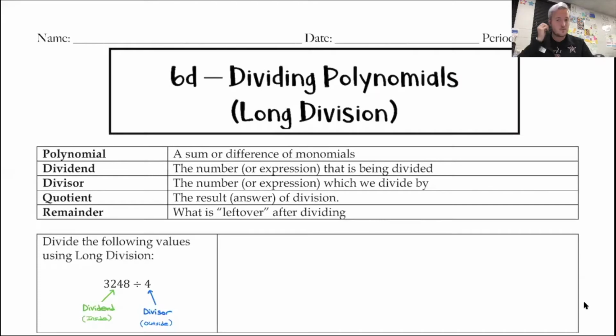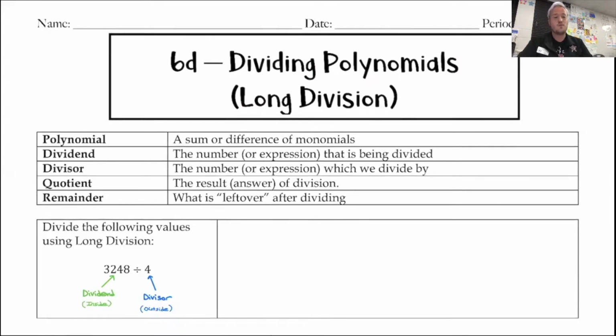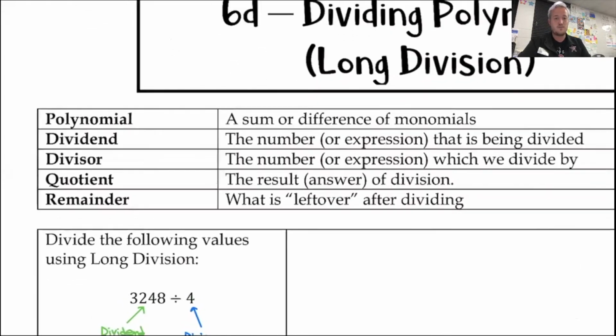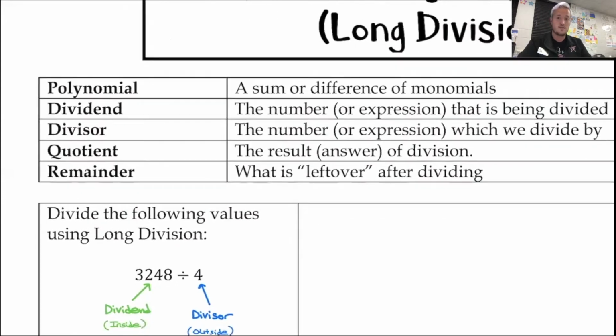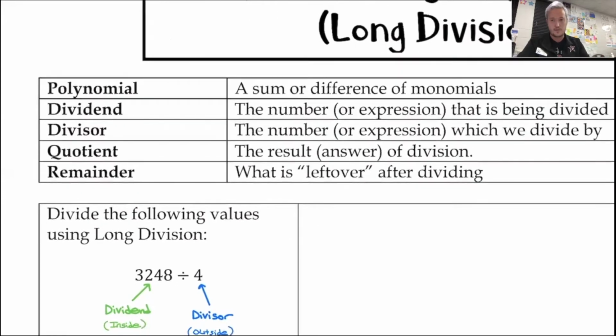Hello. All right. So this is lesson 6D. So this is going to be dividing polynomials by long division. So we are going to be referencing back to what we did in 6C. So we're pretty much undoing what we did in 6C. So instead of multiplying, now we're dividing.